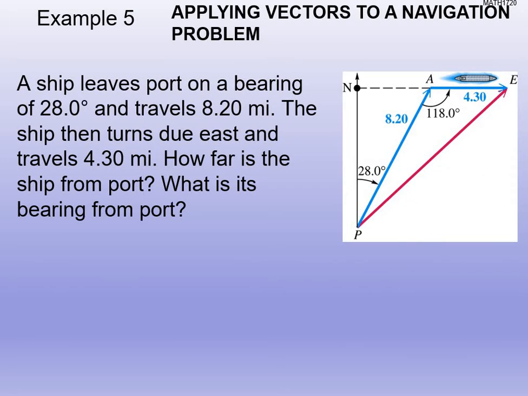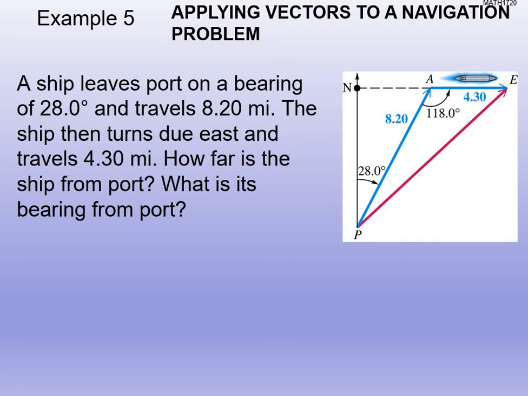So this is going to be our most common one. We've got vectors and traveling, and we've got to remember how we use bearings and things like that. So notice the method of bearing that we're going to have in this problem. I'll reiterate that here in a second. It says, a ship leaves port on a bearing of 28 degrees and travels 8.2 miles. The ship then turns due east and travels 4.3 miles. How far is the ship from port? What is its bearing from port?